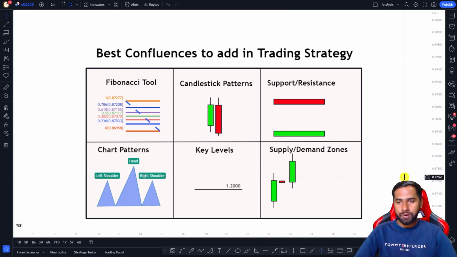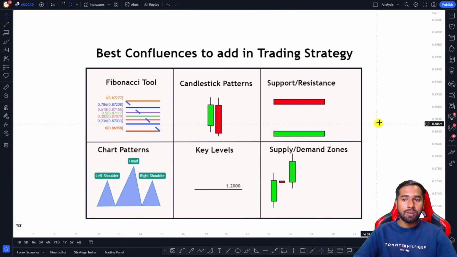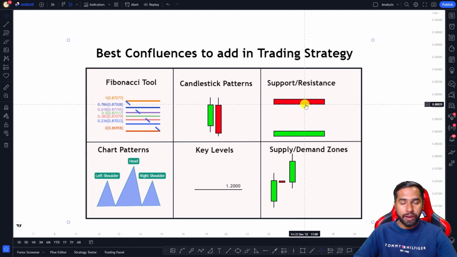In our previous video, we talked about how you can use supply and demand zones and add a confluence of key levels or Fibonacci retracement tool in order to increase the winning probability of your supply and demand trading. Now in this video specifically, I want to focus on the SR flip level, or support and resistance flip levels, and I'm going to show you how you can add the confluence of supply and demand zones and also the candlestick patterns in your SR flip level strategy in order to increase the winning probability of your SR flip levels. So without any further ado, let's get started.